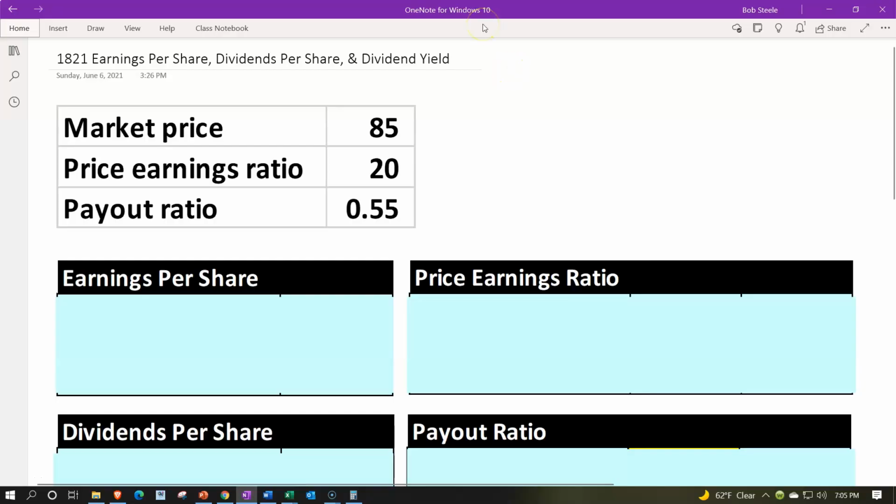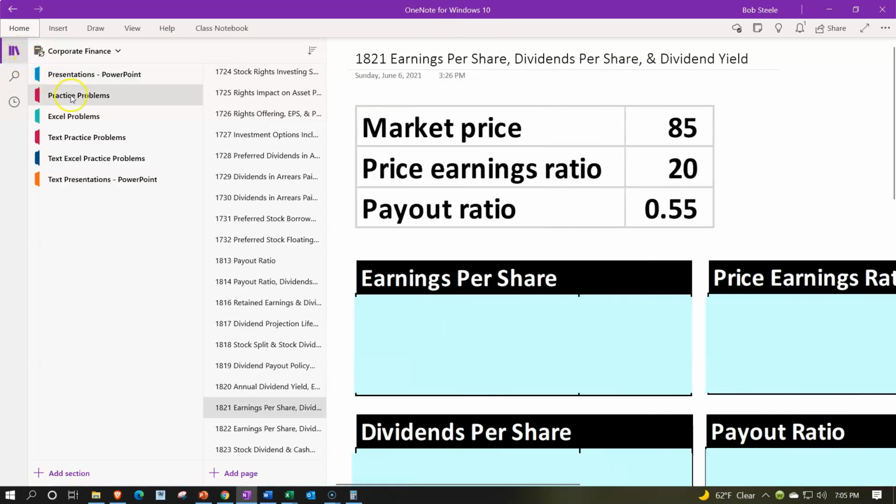Here we are in OneNote. If you have access to OneNote and would like to follow along, you're not required to, but if you would like to, we're in the icon on the left-hand side, the practice problems, then down in the 1821 earnings per share, dividends per share, and dividend yield tab.